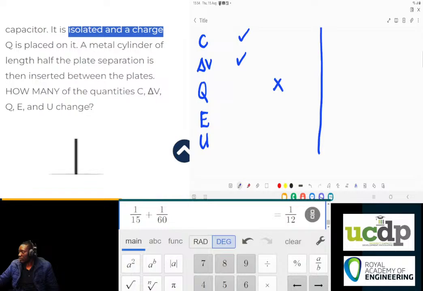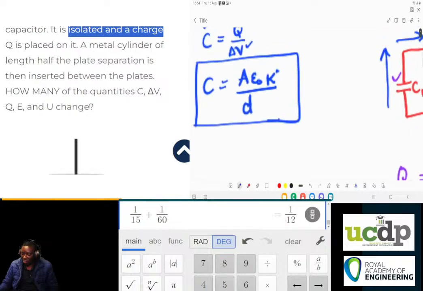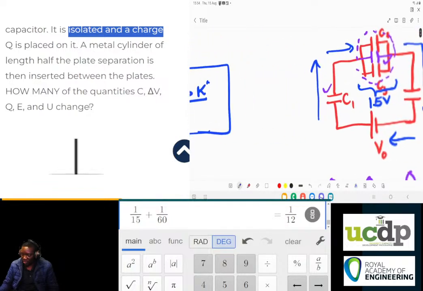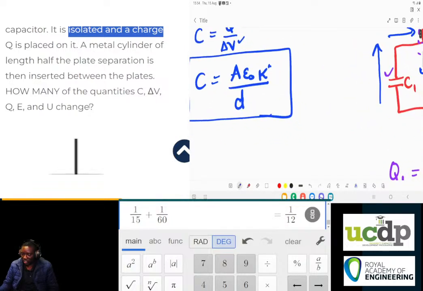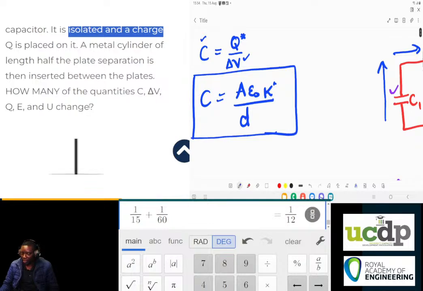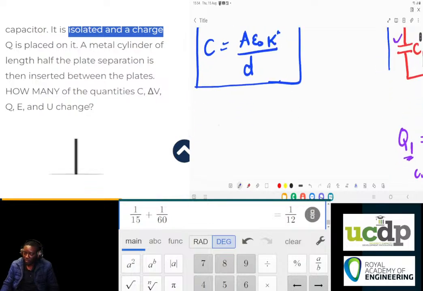The energy will stay the same also. How come? How is that? Remember our formula for energy. What are your formulas for energy in terms of C, Q, and V? Energy is equal to half CV squared.